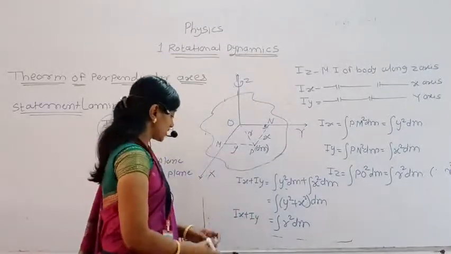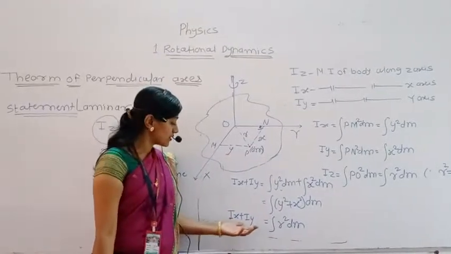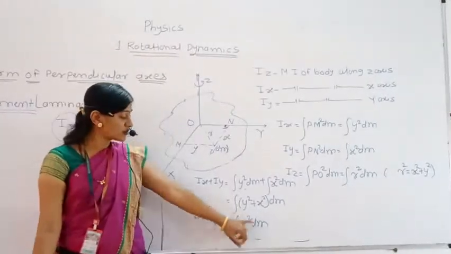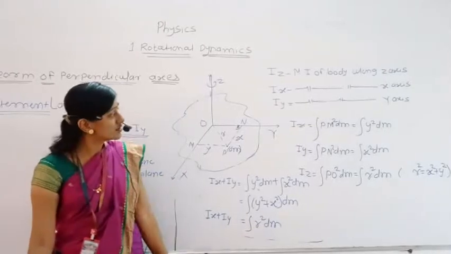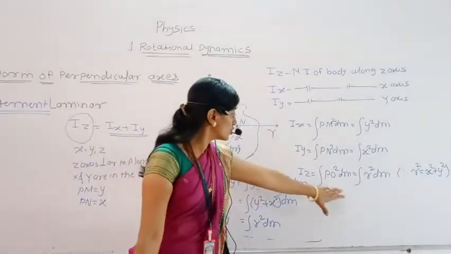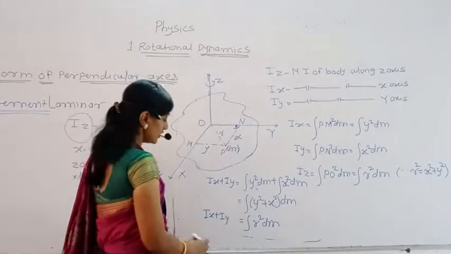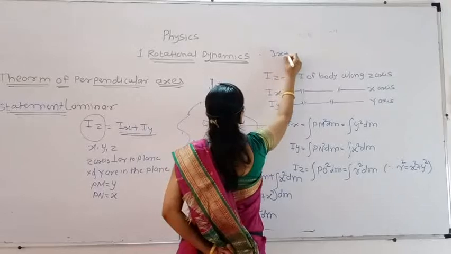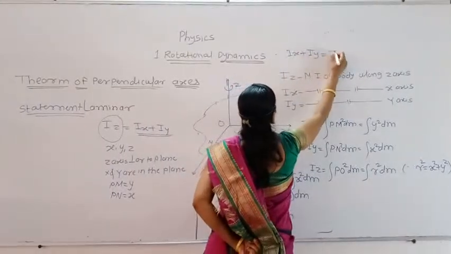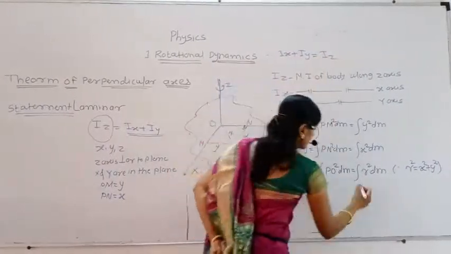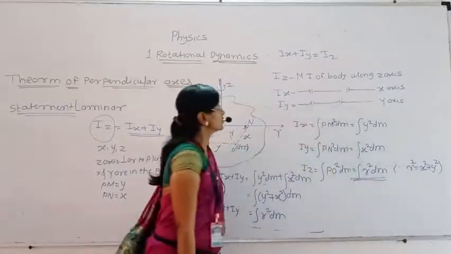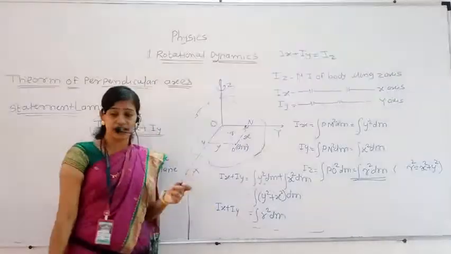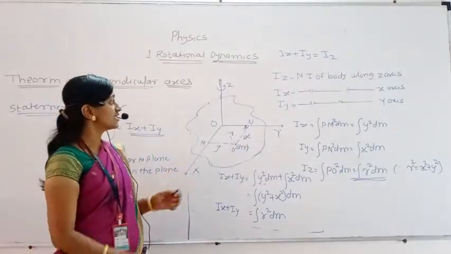The moment of inertia about the x axis plus the moment of inertia about the y axis is equal to integration of r square into dm. If you are paying attention, we already took the value of Iz. So finally we get Ix plus Iy is equal to Iz. See, that value is already written. So this is the proof of the perpendicular axis theorem. Otherwise we can say the perpendicular axis theorem is proved.